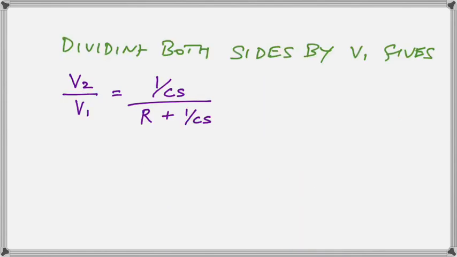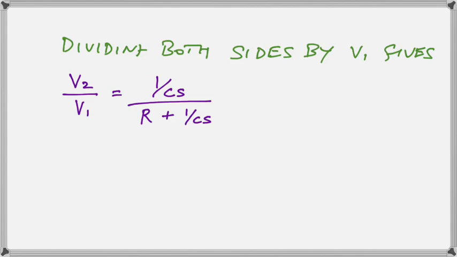Now, we want to divide both sides by V1. So the V1 disappears and comes under the V2, and we are left with only the 1 over the CS on top. But this is now a good example of where we have a fraction on top and a mixed expression on the bottom. What do we do?